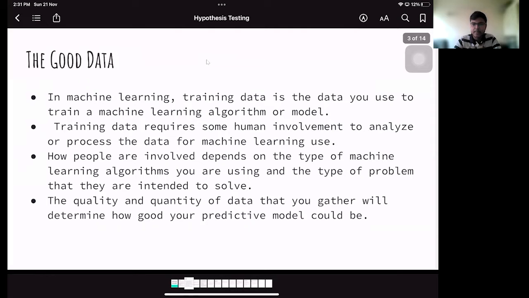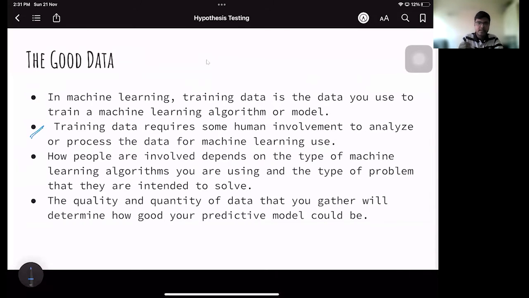Training data requires some human involvement to analyze or process the data for machine learning use, because the kind of data we want is not readily available in nature. So we humans have to convert the natural data that we observe into formatted data which the machine understands and can use to predict. This point is important because this involves human involvement. How people are involved depends on the type of machine learning algorithm you are using and the type of problem it is intended to solve.